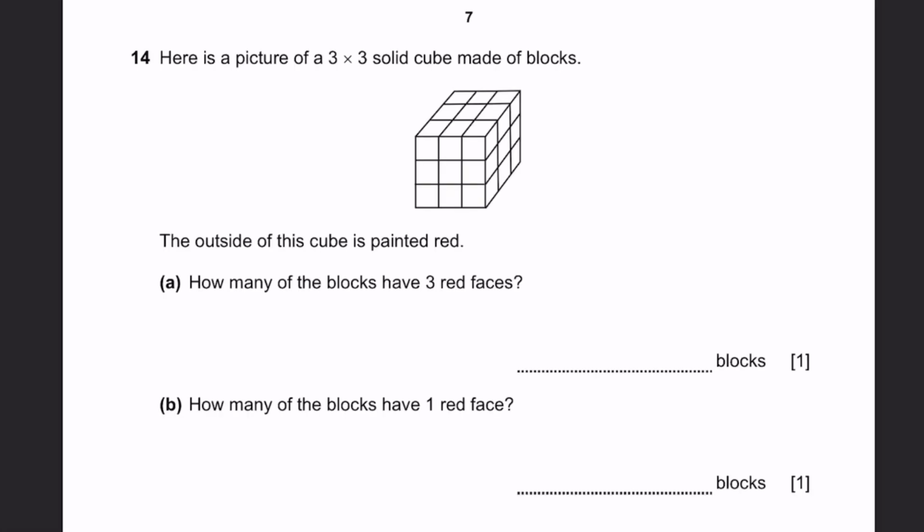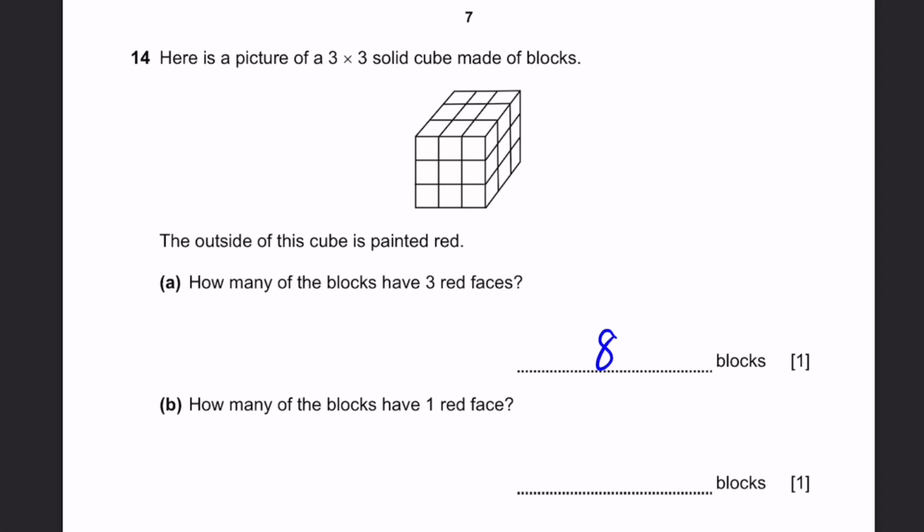Let's go to question 14. Here's a picture of a 3 by 3 solid cube made of blocks. The outside is painted red. A. How many of the blocks have 3 red faces? That'll be all the corner blocks, because only the corner blocks can be painted 3 faces red. So 1, 2, 3, 4, 5, 6, 7, 8. One of them is hidden because it's behind all the other blocks. So there'll be 8 blocks for 8 corners.